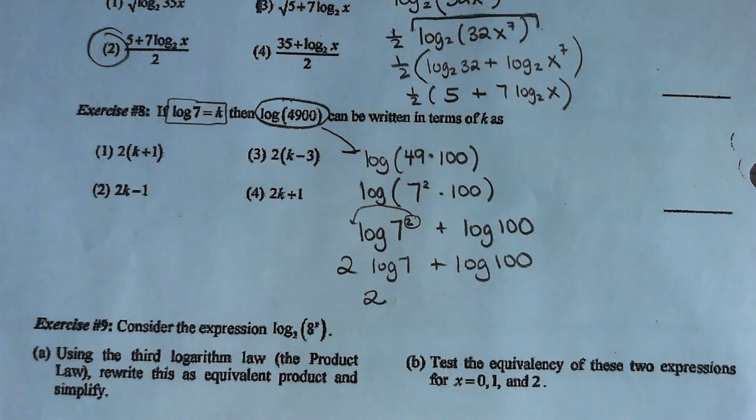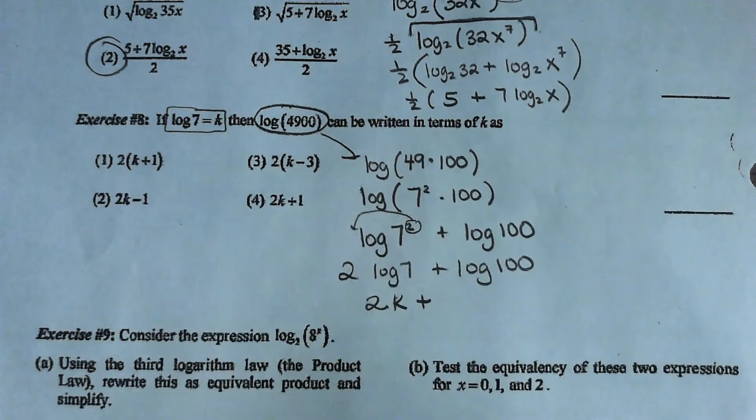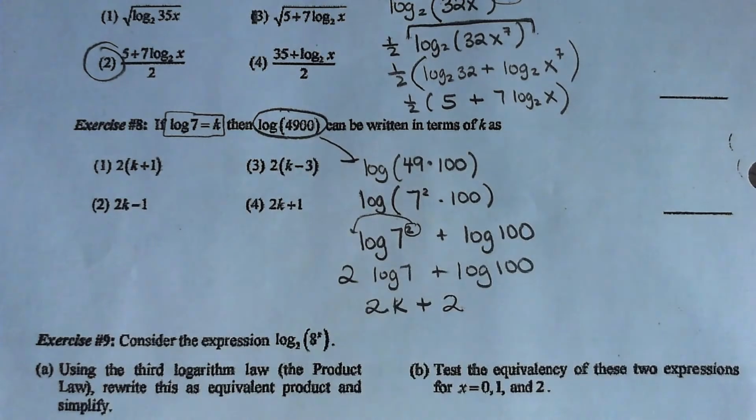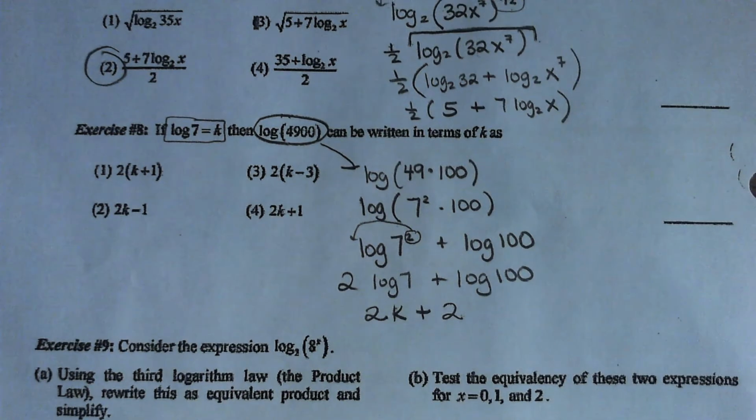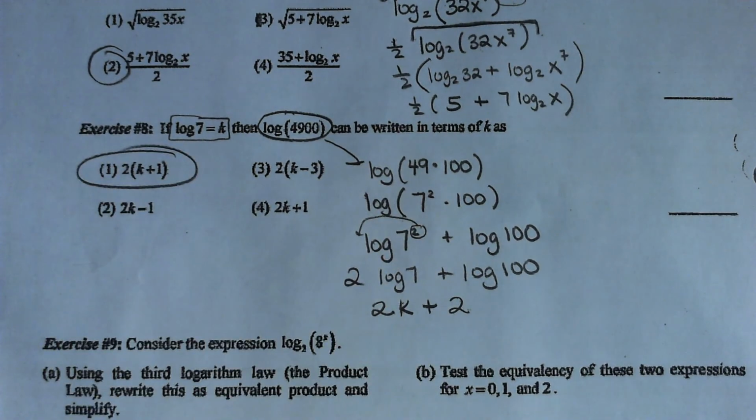Now I have log of 7, so I can replace it with k. And with no base written, we assume it's 10. Log base 10 of 100 is what? 2. 10 to what power is 100? 2. So 2k plus 2. Which answer there is the same as 2k plus 2? 1. Okay, doke.